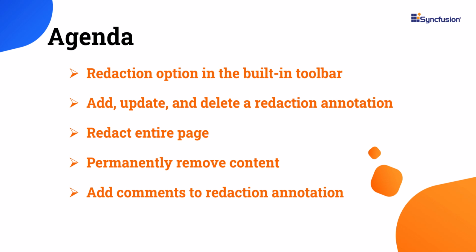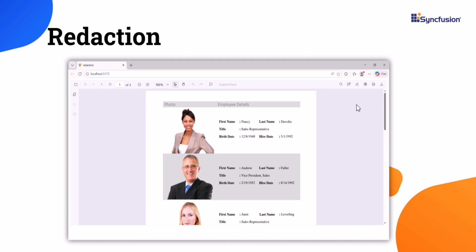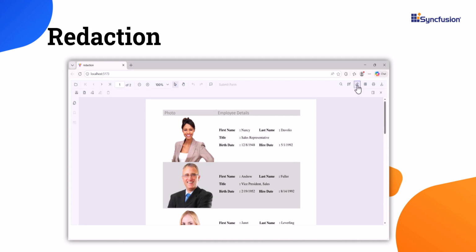within the PDF Viewer. Redaction annotations are used to conceal sensitive content in a PDF, such as personal details, financial data, or classified information, to ensure privacy and legal compliance.